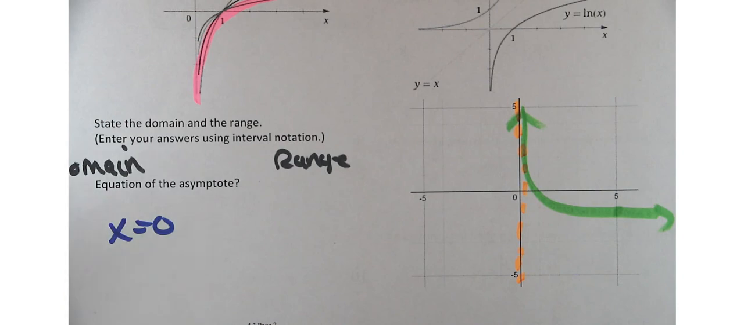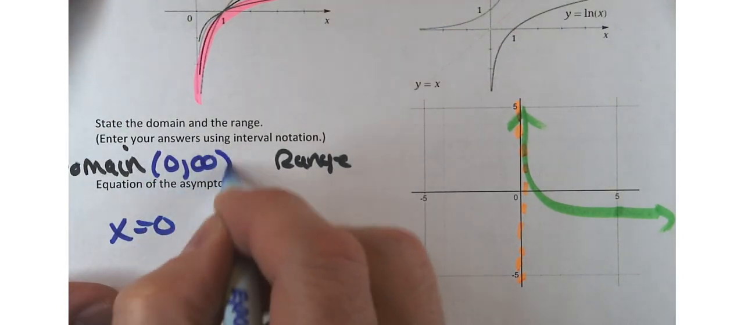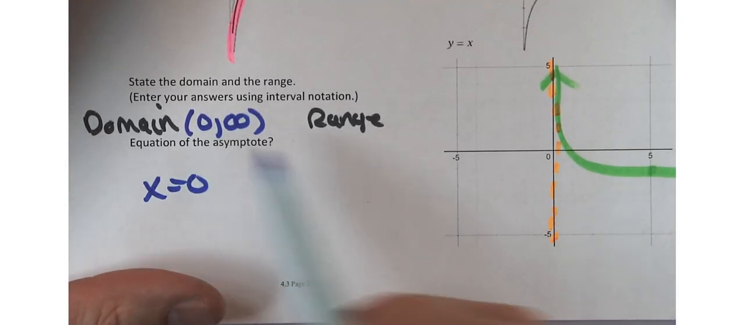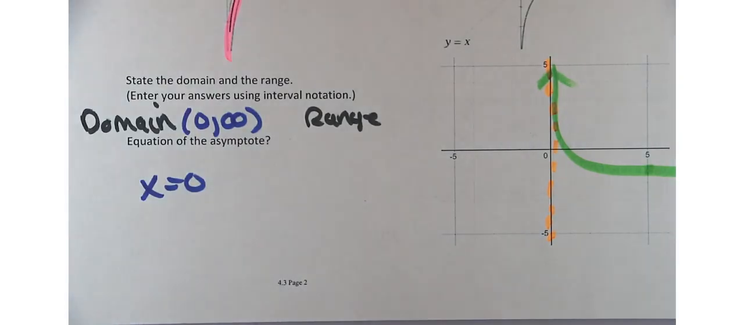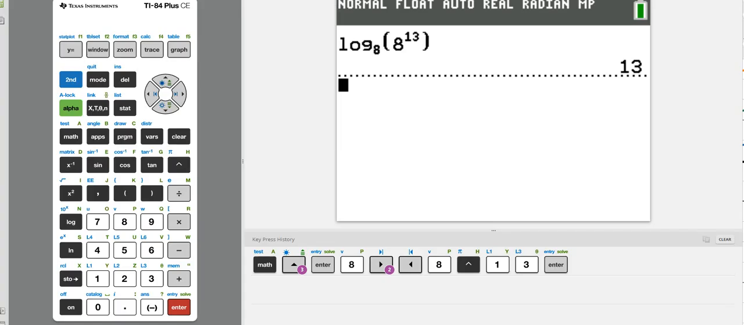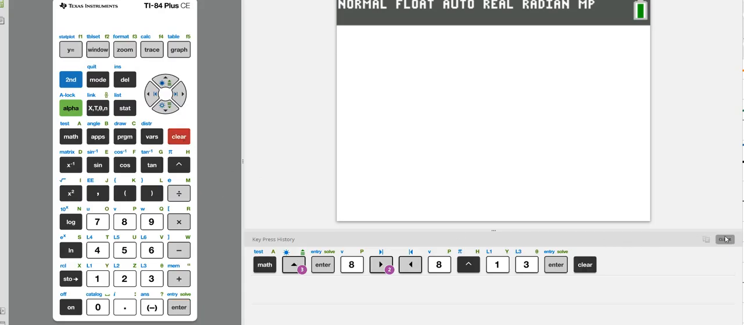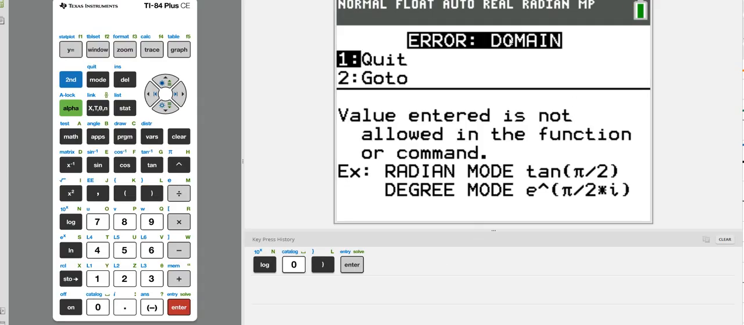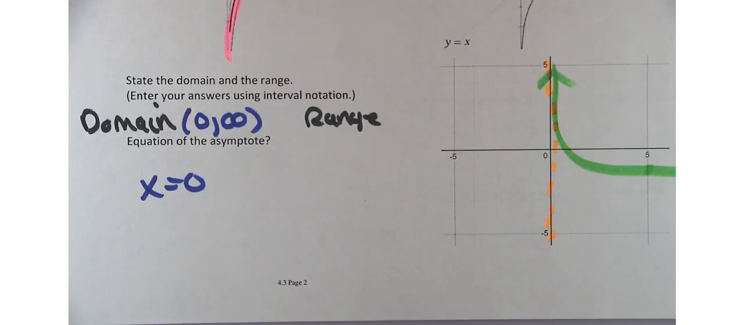The domain starts at 0 and goes to infinity. We're not including the 0 because the graph of this function is undefined at 0. If you don't believe me, then do yourself a little experiment. Try taking the log of 0. What's your calculator telling you when you take the log of 0? Yeah, it doesn't like it. In fact, it probably gives you a particular kind of error. It's a domain error. It's just not defined there. That point is not part of your domain. So your calculator can kind of help you out on this one. All right, x equals 0.